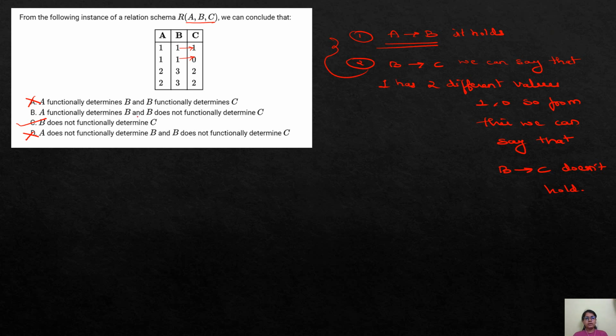But what about B and C? This holds. If the dependency is violated in this instance, then whether or not future values are added, it will remain violated. If it is not holding in this instance, then in the future also it will not hold. So this is the only conclusion we can make: B does not functionally determine C.